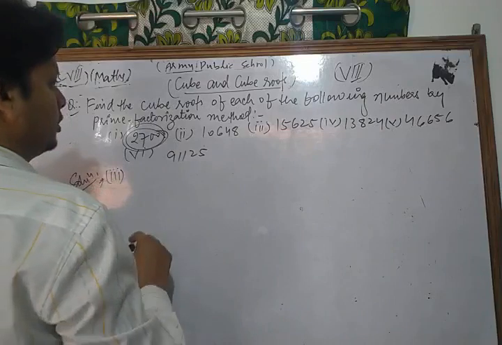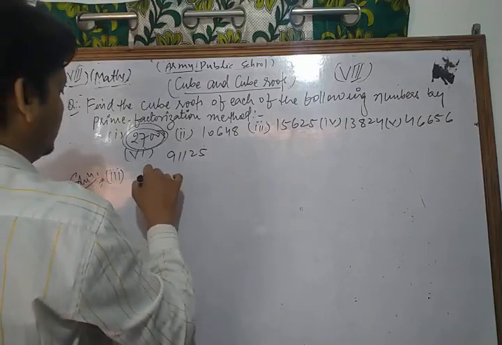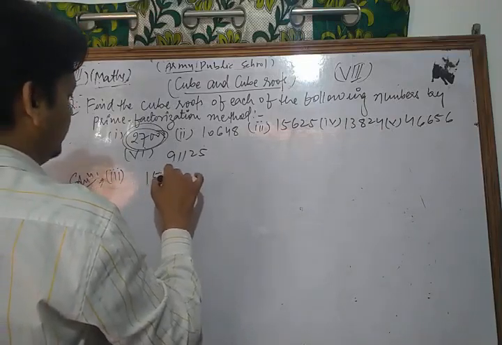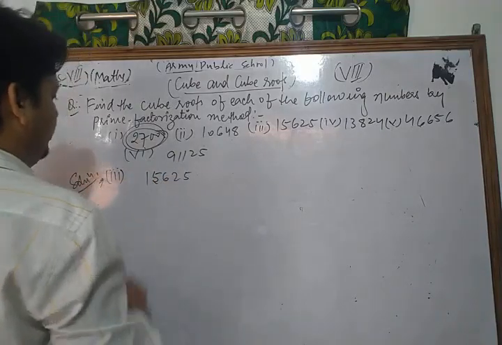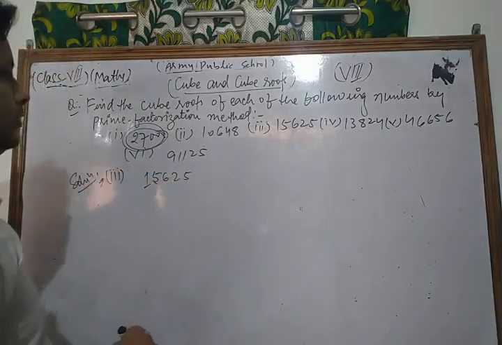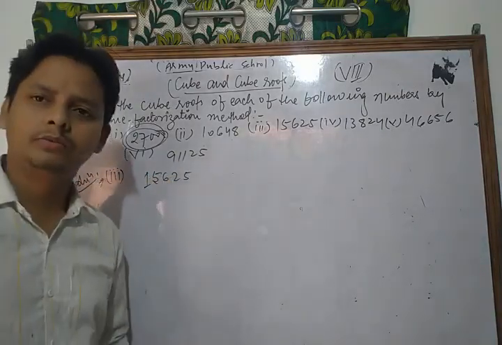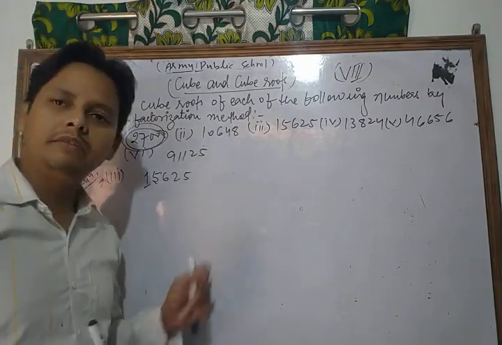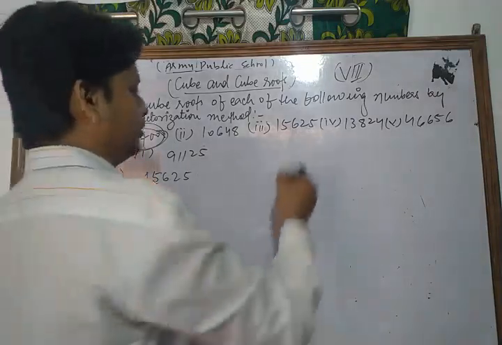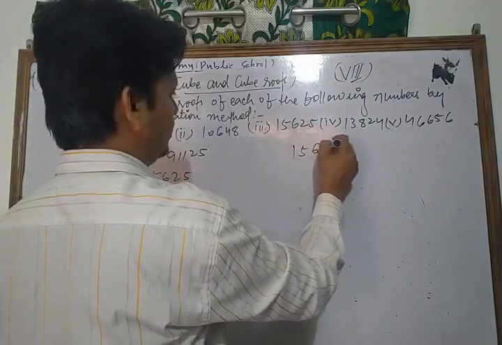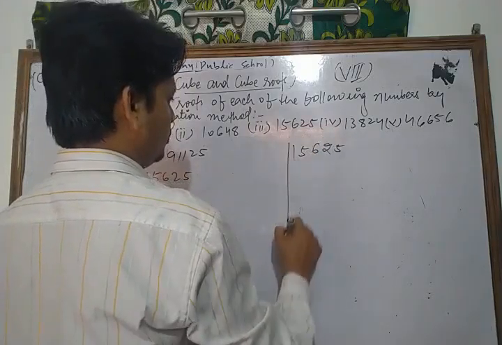We take and solve the third part of this question, which is 15625. So from that question, we do the prime factorization of 15625. Okay, now let's see.